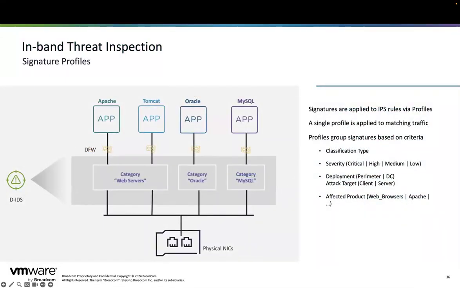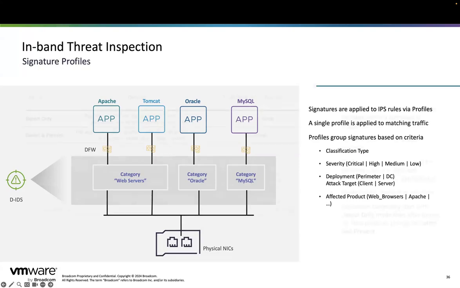The signature profiles. Signatures are applied to IPS rules via profiles, single profiles applied to matching traffic. The profile group signatures are based on the criteria of classification type, what severity, what is the deployment or attack target, and what is the affected product.